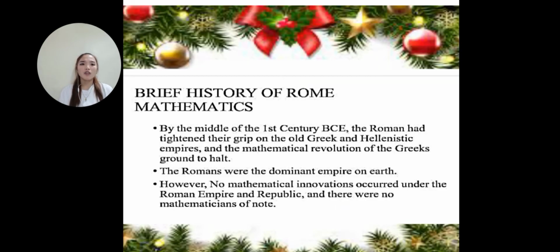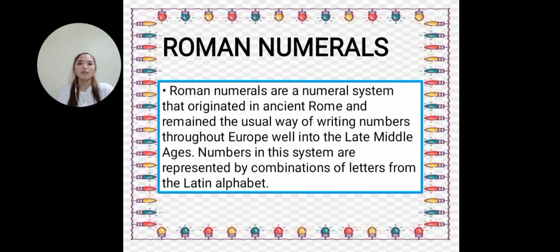Brief history of Roman mathematics. By the middle of the 1st century BCE, before Christ's era, the Romans had tightened their grip on the old Greek and Hellenistic empires, and the mathematical revolution of the Greeks ground to a halt. The Romans were the dominant empire on earth. However, no mathematical innovation occurred under the Roman Empire and Republic, and there were no mathematicians of note.